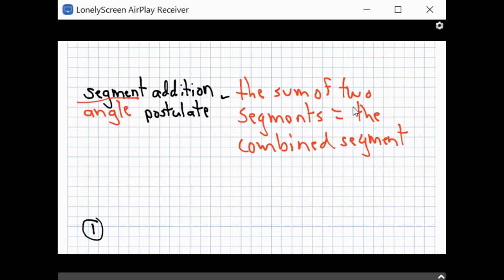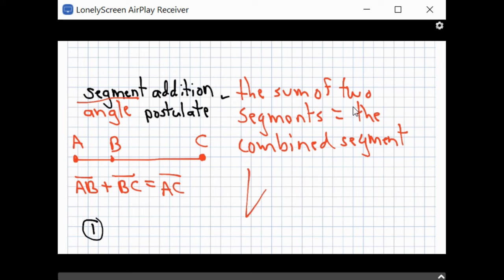But what we're basically saying is if you have a segment here and you have segment AB and segment BC, segment addition postulate simply says that if I add AB plus BC, then that equals the entire combined segment of AC. And you're going to see how when you solve an equation, this is a step you're including.